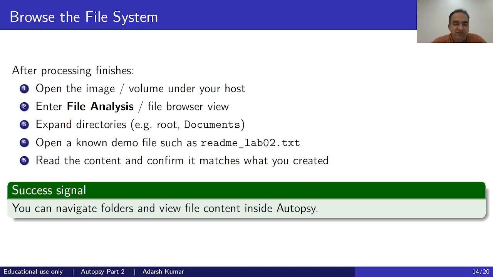Now, after processing finishes, open the image or volume under your host and enter the file analysis or file browse view. Expand directories such as the root folder and documents. We have already done this. Now open a known demo file and confirm the content matches what you have created. Your success signal is simple: you can investigate. If you have created the image, the content should match. If you have not created the image, just open any file and observe that a file can be opened.